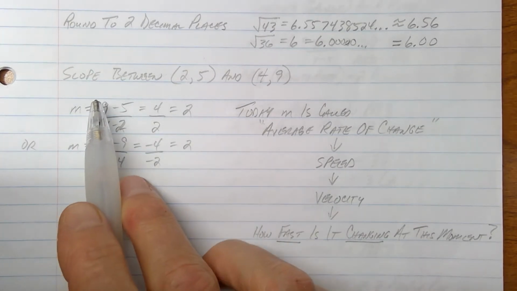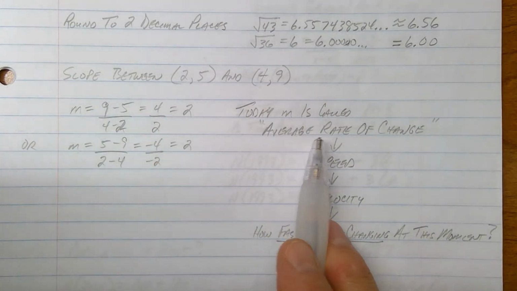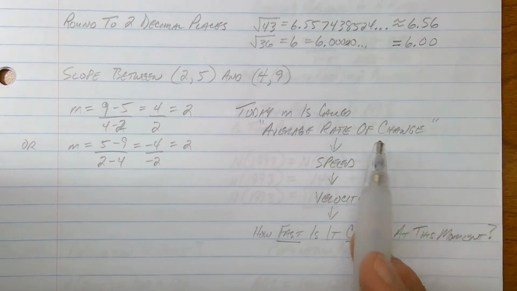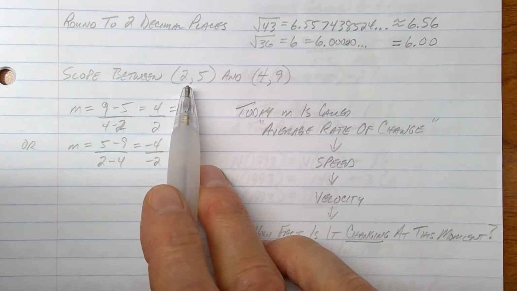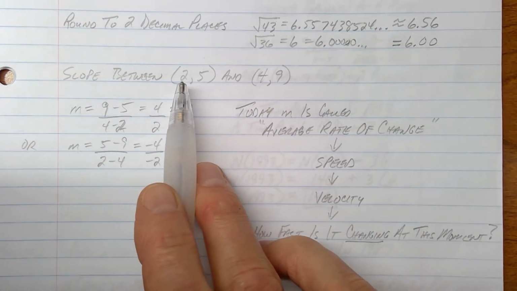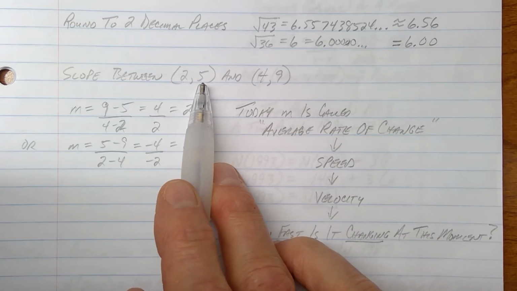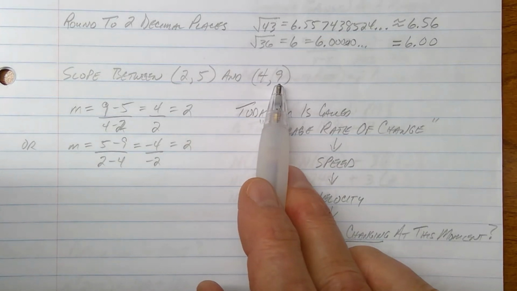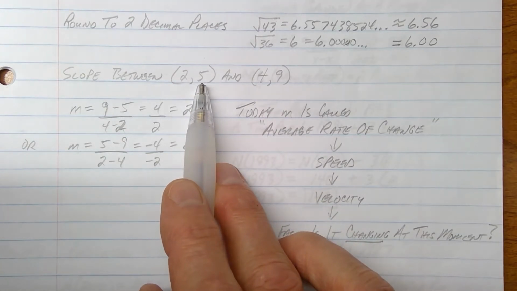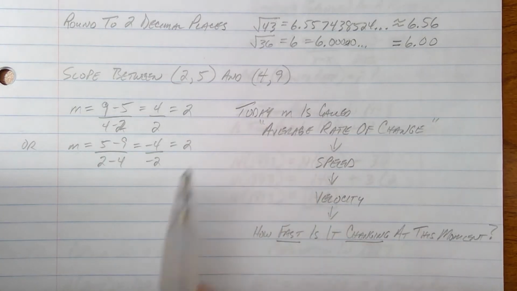All right, and next I want to review slope, because today we're going to call it average rate of change, but I want you to think of it as slope. So if I have the point (2,5), that's a dot that I went 2 steps right and 5 steps up and put a dot there. And (4,9), I went 4 steps right and 9 steps up. This is my x, this is my y, this is my x, this is my y.